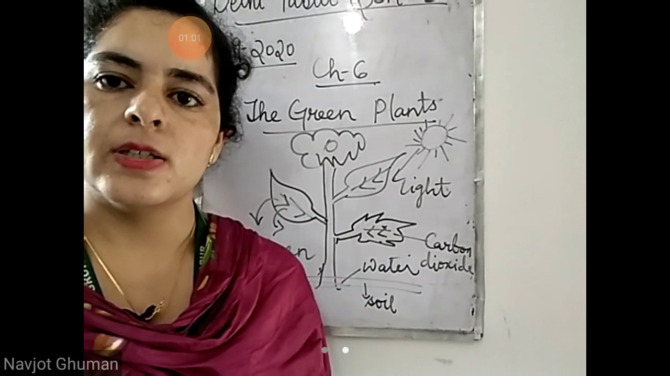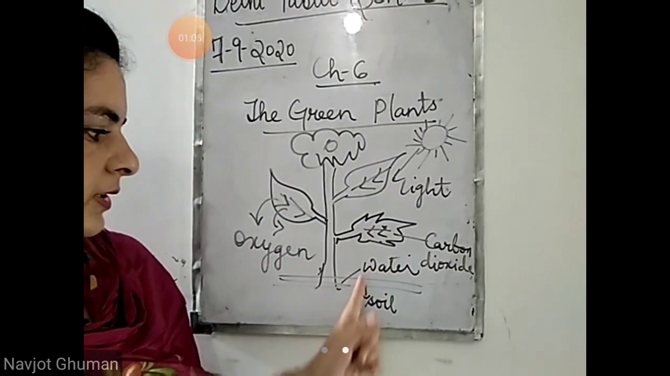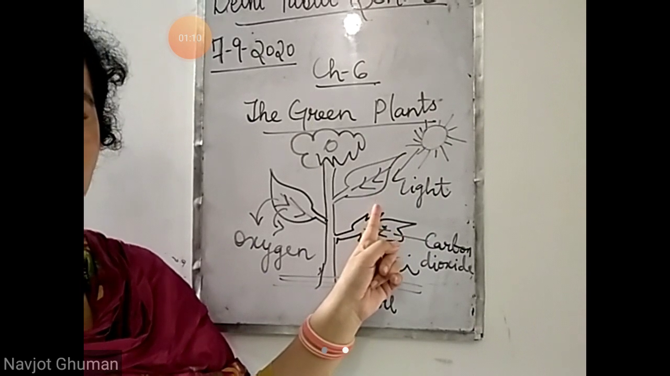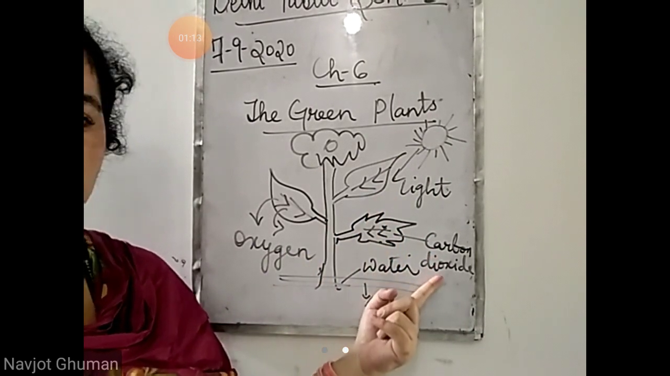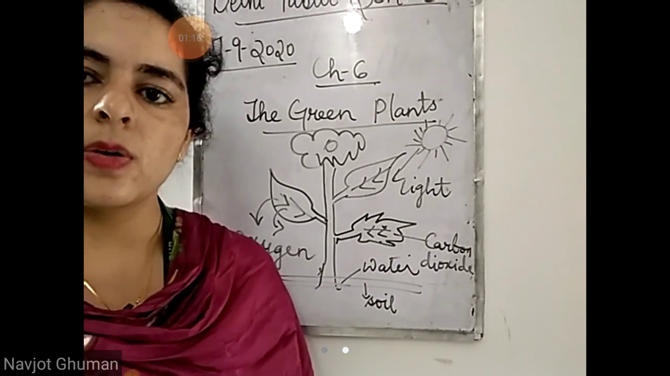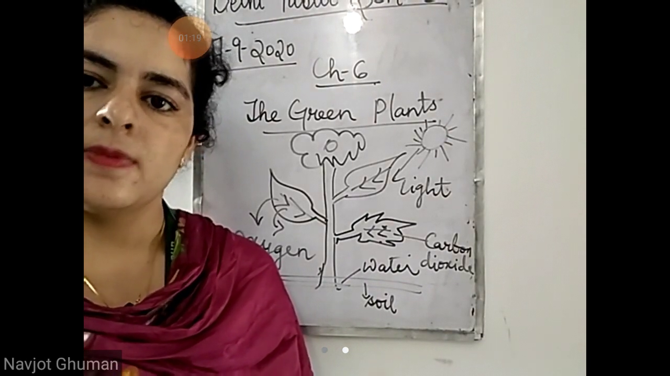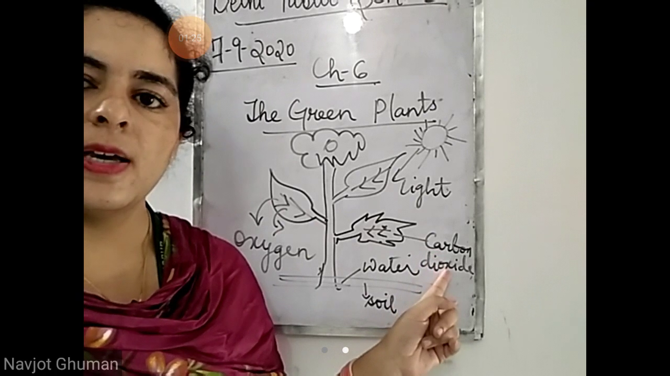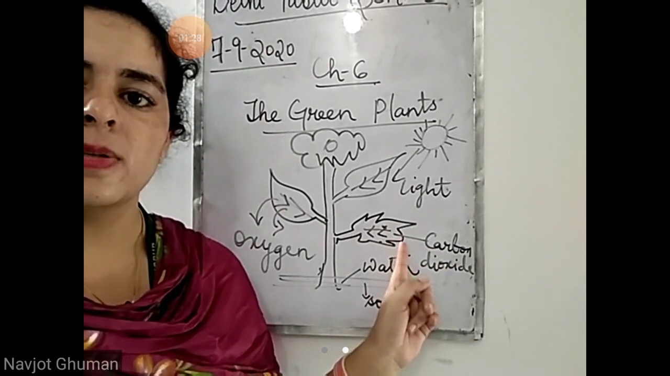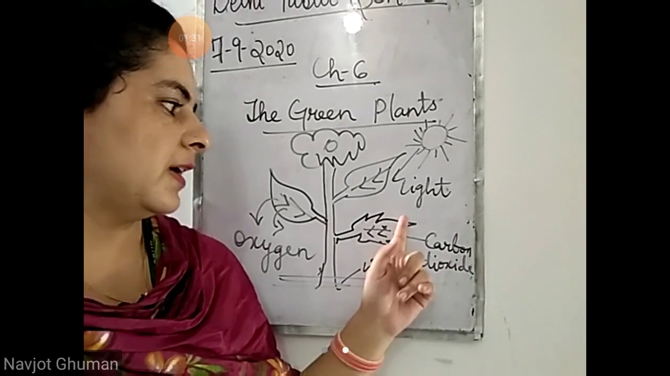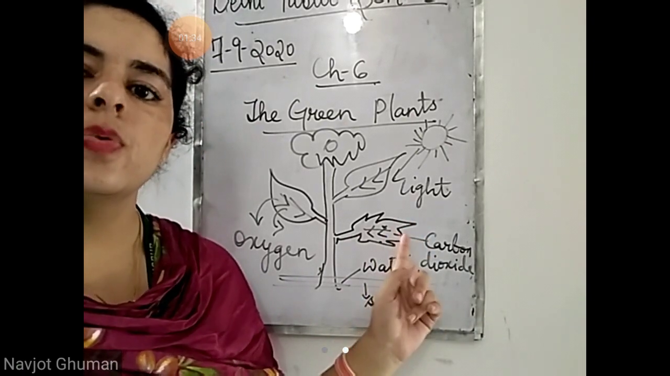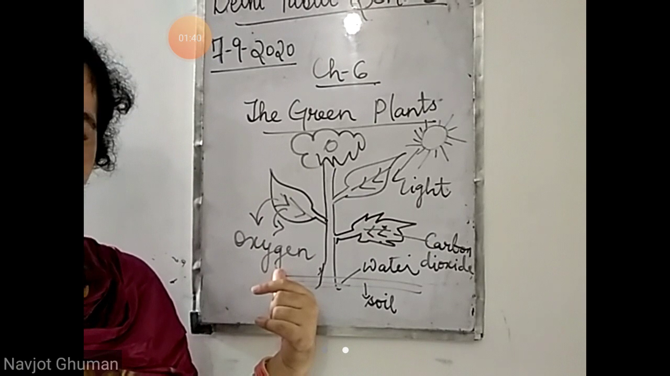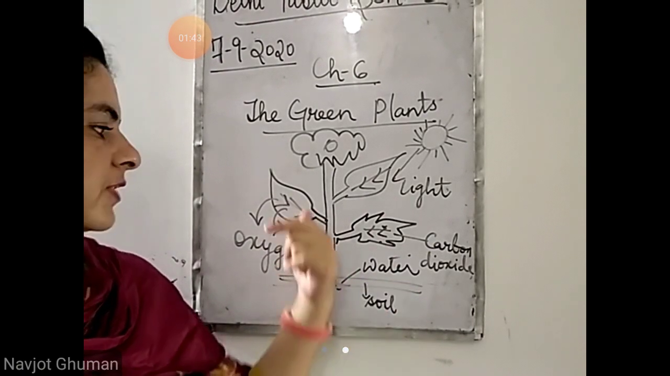And where are these raw materials coming from? Water they get from the soil, light is coming from the sunlight, and carbon dioxide is what we are exhaling. As animals, we require oxygen to survive. Oxygen we take in, and what do we give out? That is carbon dioxide. The carbon dioxide that we release, plants take it and make food with the help of this. Then they give out oxygen in place of carbon dioxide. Carbon dioxide they take, oxygen they give out.